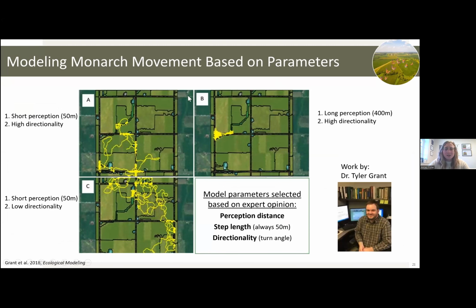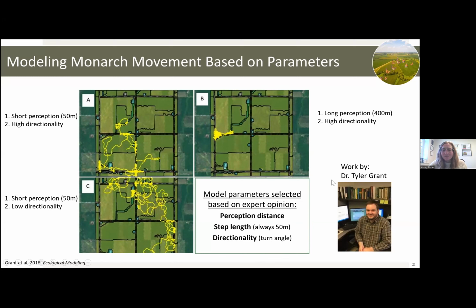So before I started at Iowa State, a postdoc named Tyler Grant was working on a spatially explicit agent-based model, which pretty much is just a video game where we have the Iowa landscape in the background. You plop some monarch butterflies into the landscape, you give them some parameters, and they move through that landscape based on those parameters. Specifically, the parameters being used to have the monarchs move through the landscape were the three I just talked about: perceptual distance, step length, and directionality, which is the same thing as turn angle.